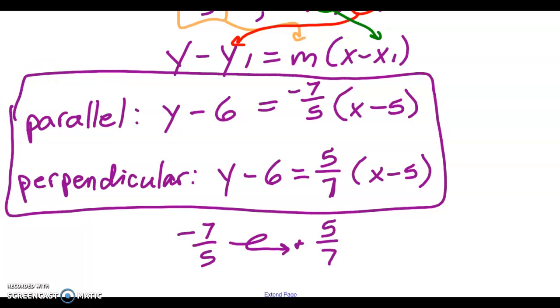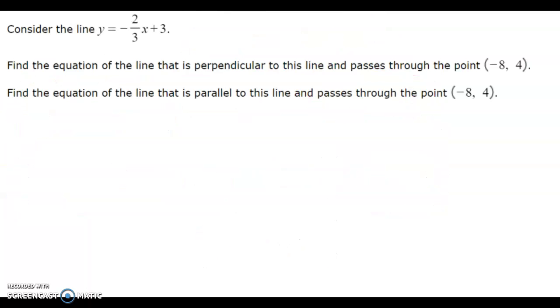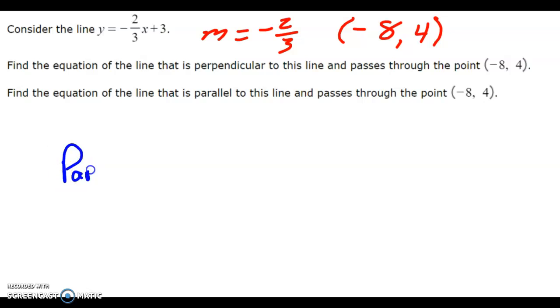Okay, so one more quick example of that. I've got like a minute and 40 seconds here, so let's go through this one a little more smoothly. Again, they're giving you slope-intercept form of that initial equation just so you can see the slope. So we know that our slope is negative 2 over 3, and then the point that they're giving you is negative 8, 4 for both of them. So we need to come up with a parallel linear equation and a perpendicular linear equation.